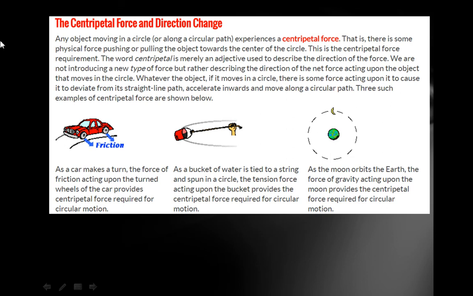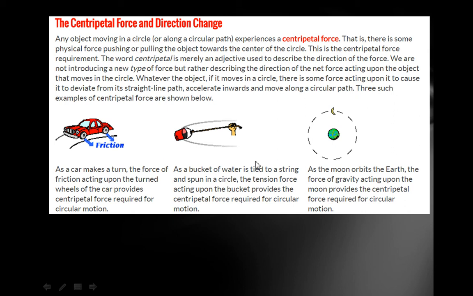Alright, so this is in your notes package. I would definitely give this slide a read. These are probably the three main situations that you'll be interested in this course. So when a car is rounding a turn, it's the force of friction acting upon the turned wheels of the car which provides the centripetal force required for the circular motion. So here, it's the force of friction which points radially inward.